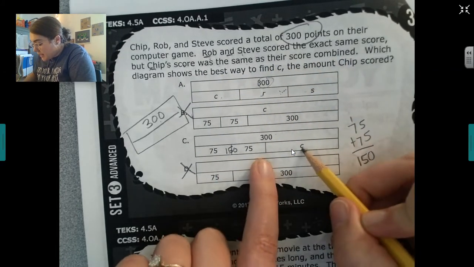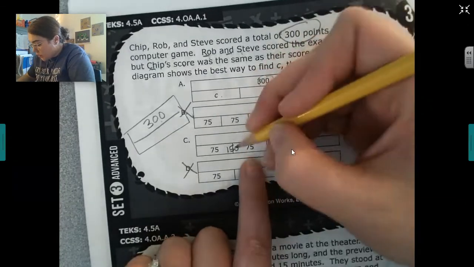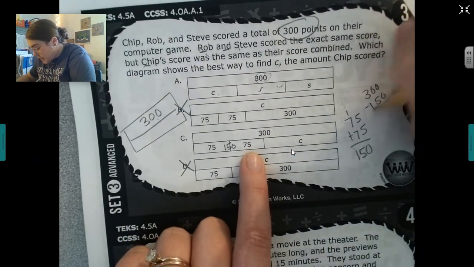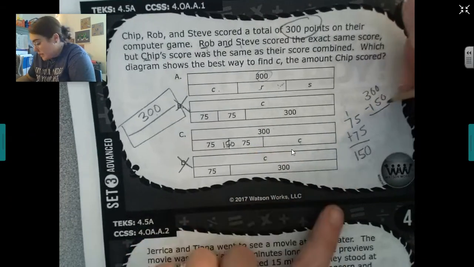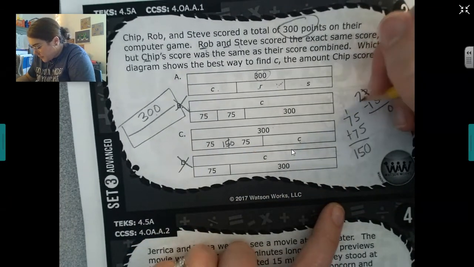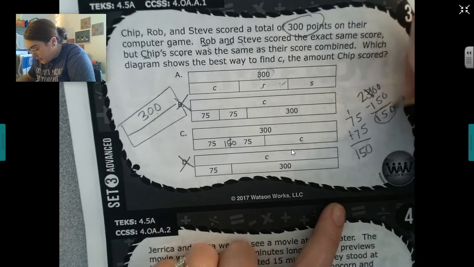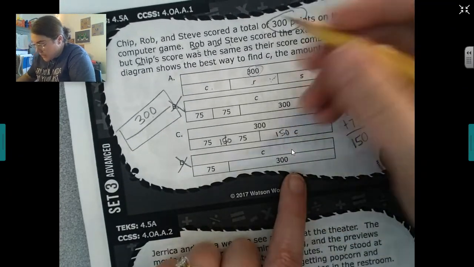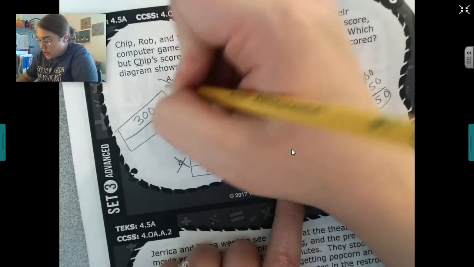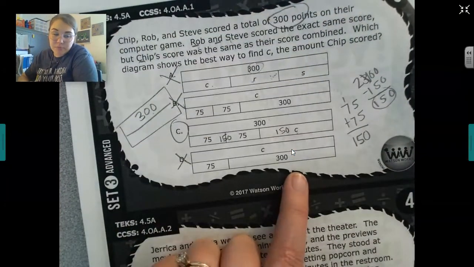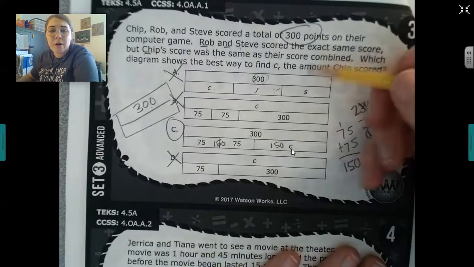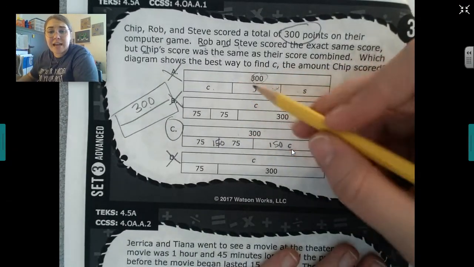But Chip's score was the same as their score combined. So to find out Chip's score, I can check. If I take 300 and subtract 150, and I get 150, then that's my answer. Did I get 150? Yeah. So he scored 150. The variables on the bottom, there are no numbers to help me solve the problem. So that's not a good answer choice. Even if you didn't know how to figure it out, you would have to know it was C because adding those variables in there, they don't help you at all.